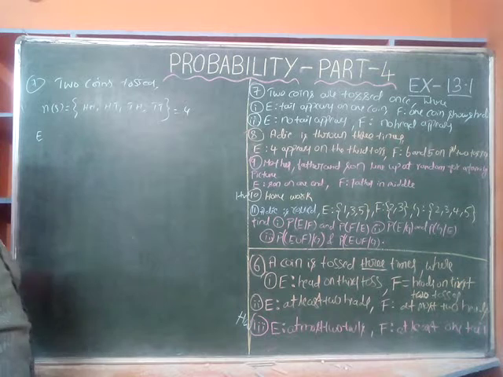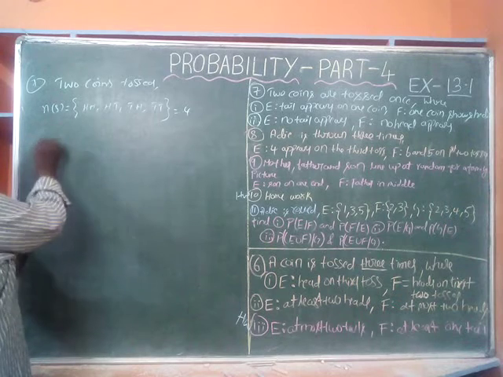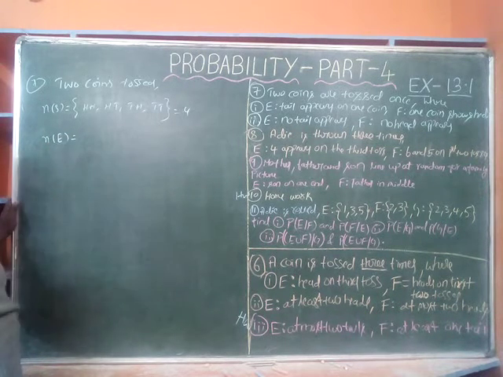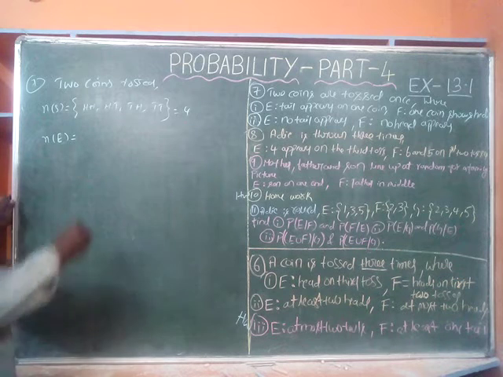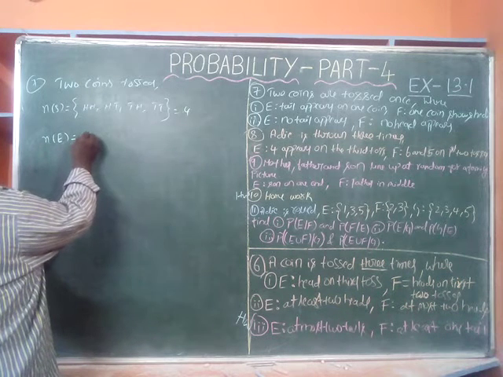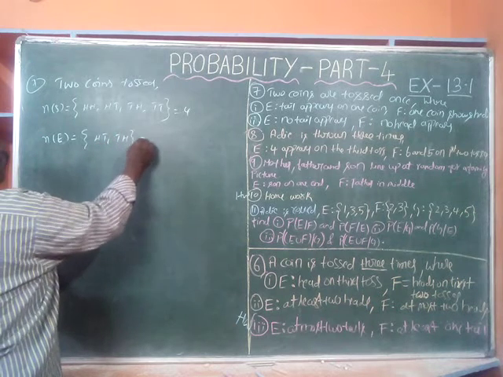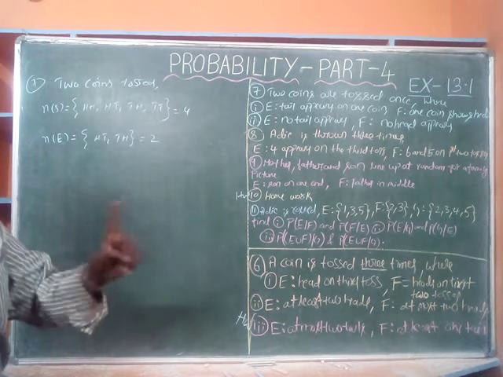Now E is the event: a tail appears on one coin. You read it, I will simply write it. Then what is N of E? The number of favorable cases for the event E, a tail appears on one coin. On which coin? On only one coin. That is head tail or tail head. Only two ways.